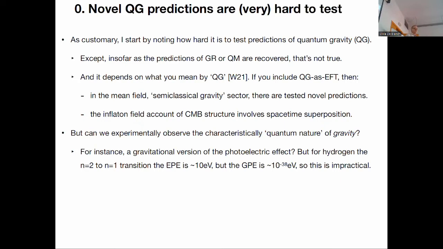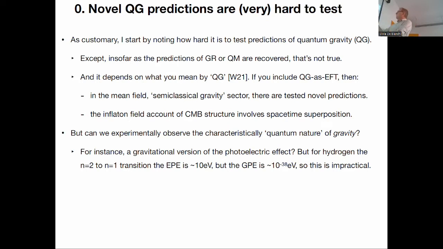What do we mean when we say the observations, the experiments that actually reveal the quantum nature of electromagnetism? Well, of course, the most famous one, and the one in high school, is the photoelectric effect. But it's quite clear we're not going to do that. It's going to be really impossible to do a gravitational version of that, right?